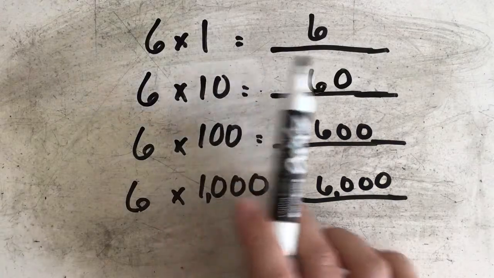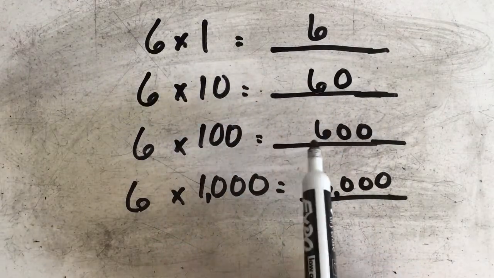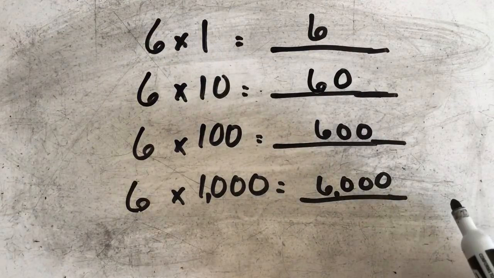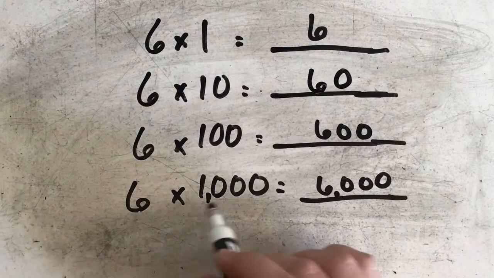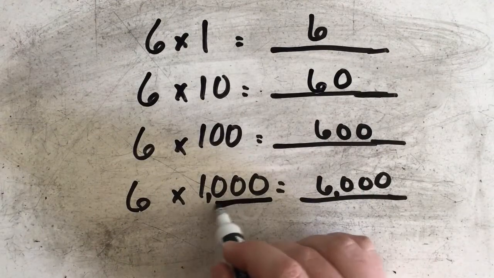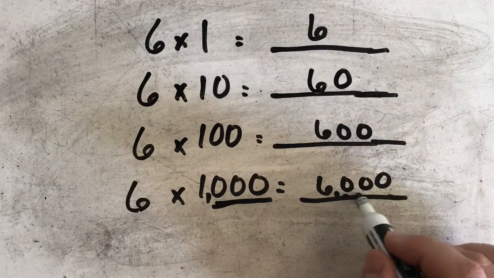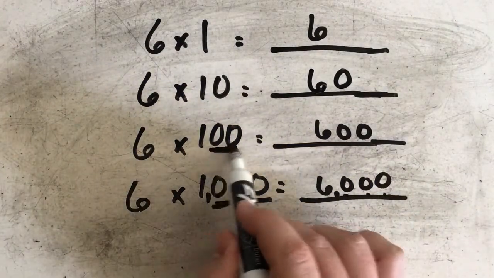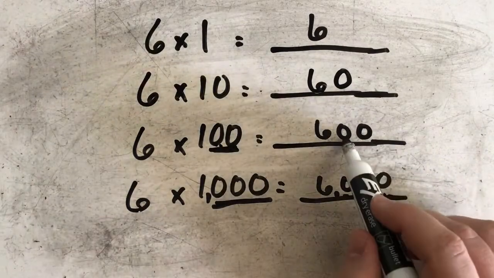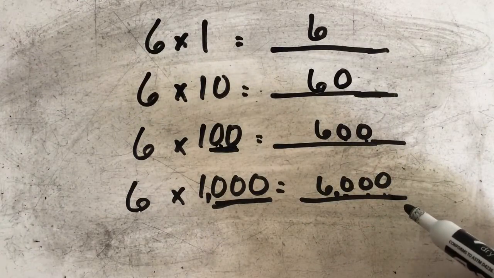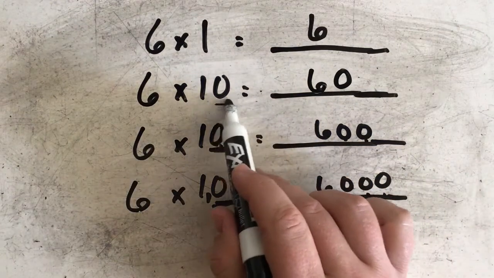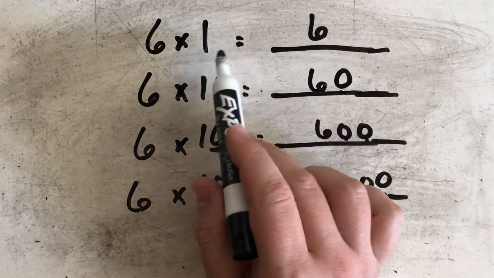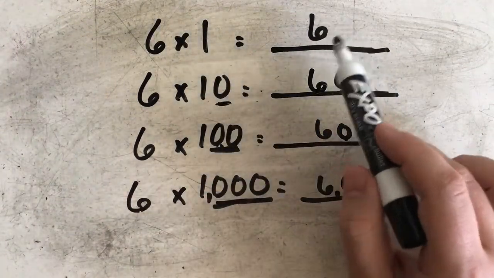For each multiple of 10, you'll notice that the zeros match the zeros in the answers. In this case, I did 6 times 1,000. There were 3 zeros, and you can see that there are 3 zeros in my answer. Same with the 100. There were 2 zeros, and there are 2 zeros in my answer. Here, with 10, I have 1 zero in my answer.